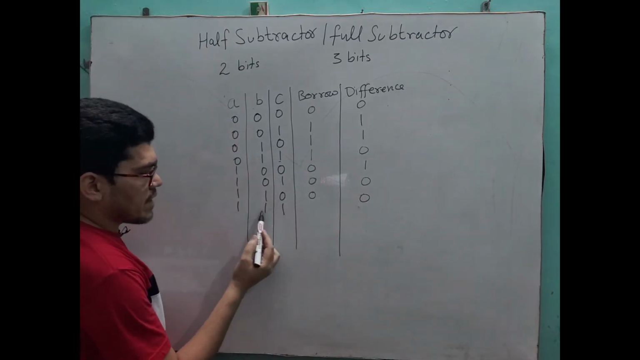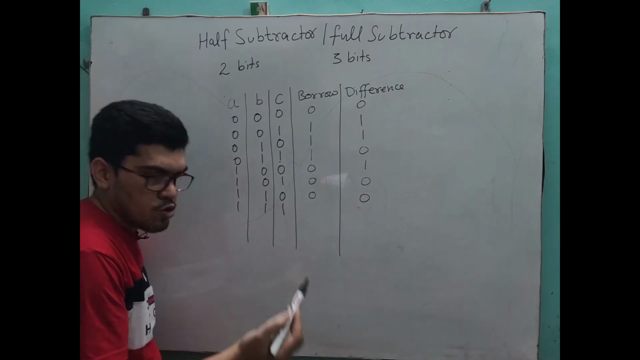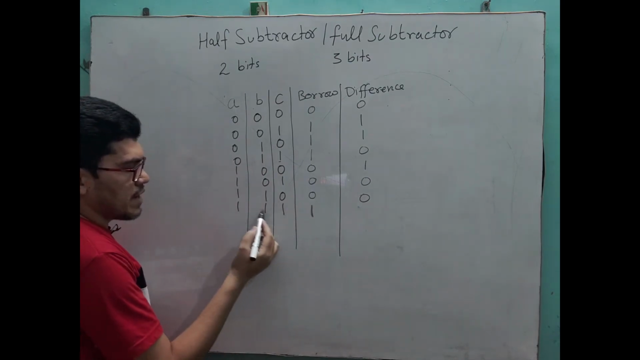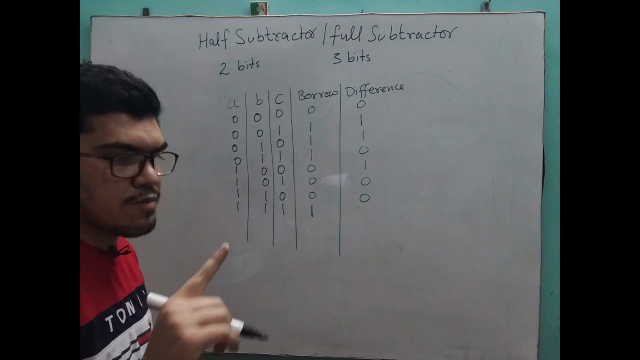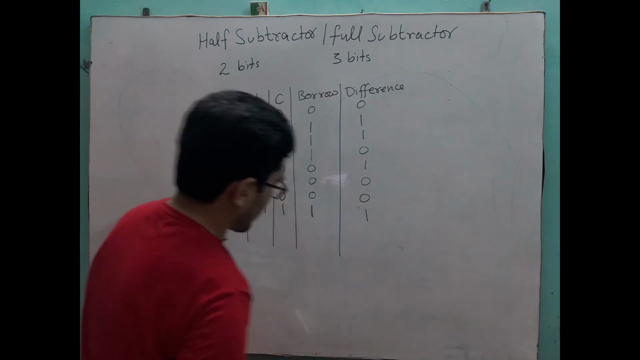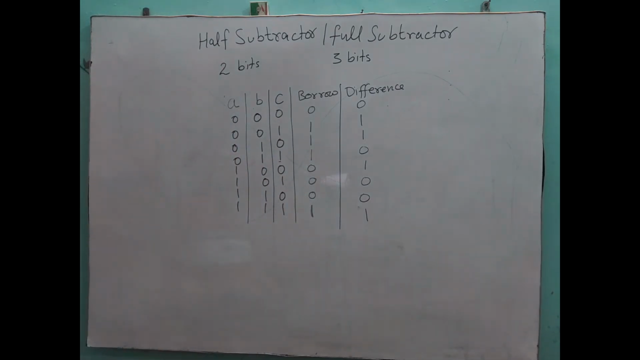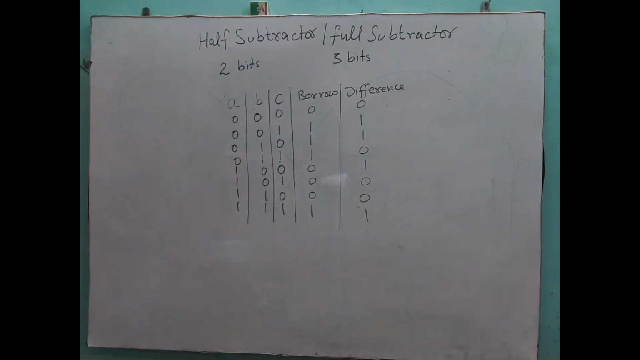Okay, 1 minus 1 is 0, and 0 minus 1 we cannot subtract, so we have to take 1 borrow. So 1 minus 1 is 0, take one borrow, so that 0 will become 10, and 10 minus 1 is 1. Okay, so this is the truth table for borrow and for difference.